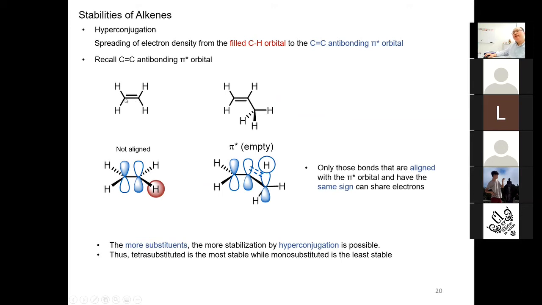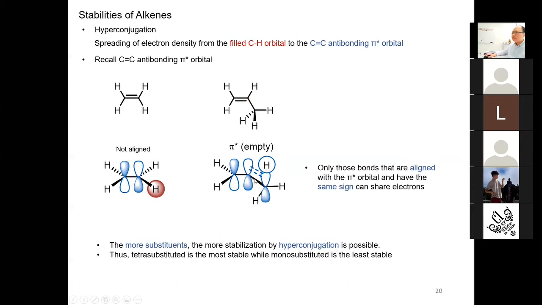If you have a simple ethylene, you have 4 CH bonds, right? The sigma bond is actually perpendicular to the anti-bonding pi orbital, which is a different color. So you cannot align it, because this bond is 90 degrees and there's no overlapping. But if you have a CH3 substituted on the olefin, the CH3 now has 3 CH bonds, and this sigma bond can rotate.